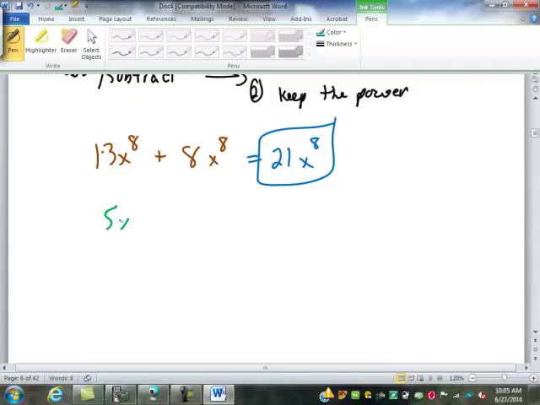If I were multiplying, 5x to the 3rd times 2x to the 7th, I do not need the same name to multiply or divide. So when I multiply, I combine the counts. 5 times 2 is 10. And then I also combine the names. X to the 3rd times x to the 7th is x to the 10th. When I'm multiplying names, I add the powers.